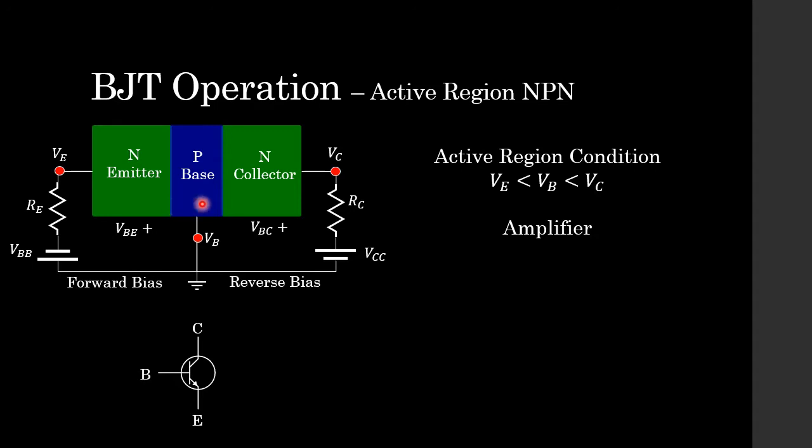And if we look at our collector and our base junction, because the voltage at the collector terminal is greater than the voltage at the base, we have reverse biased this PN junction.